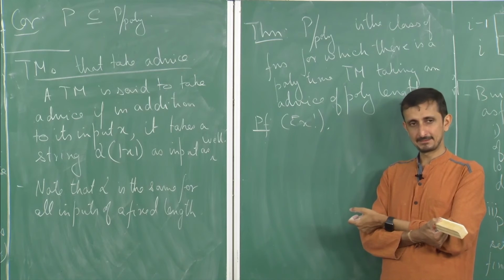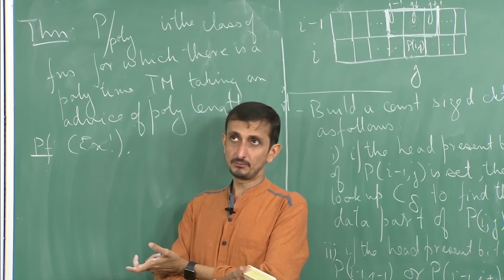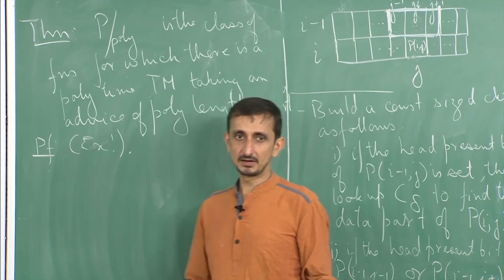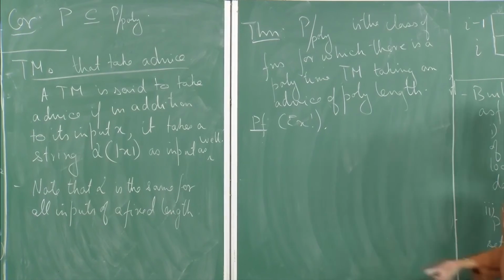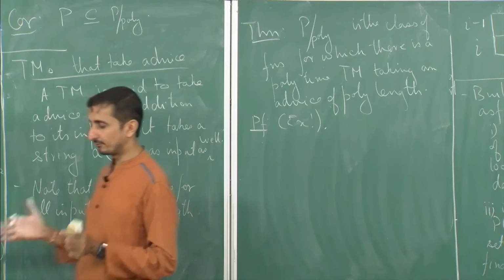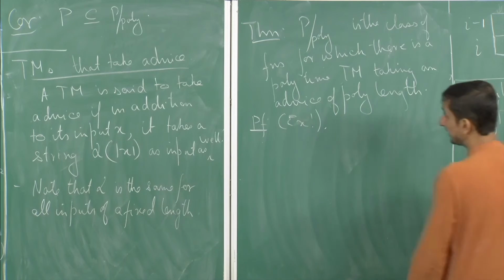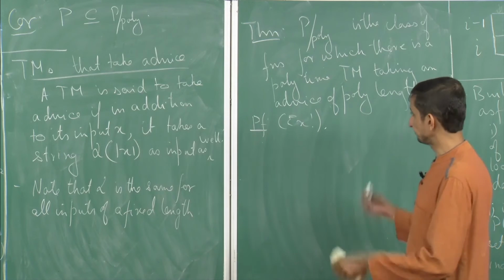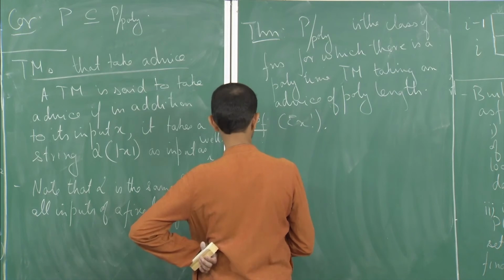What is the idea? Exactly. How do you build the circuit? The circuit is basically just this simulation, and you just hard code the advice into that circuit, because it is just one advice string for the entire circuit. So, this shows that P with polynomial advice is the same as P/Poly.